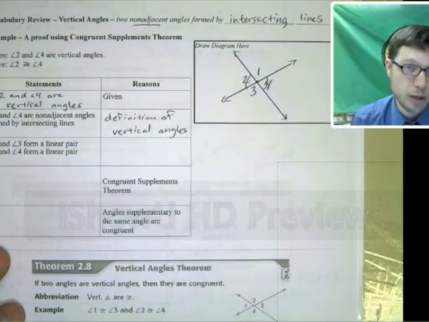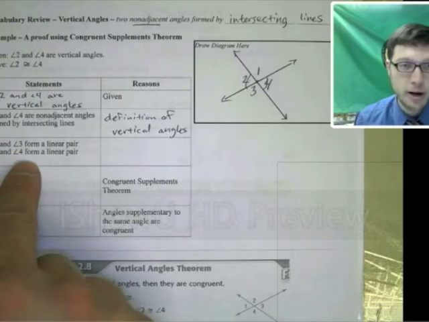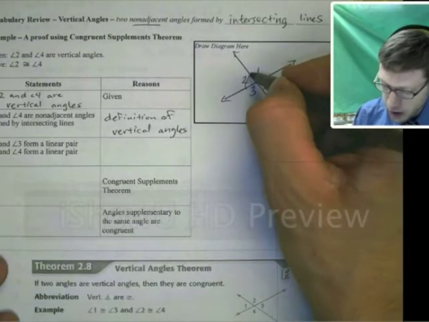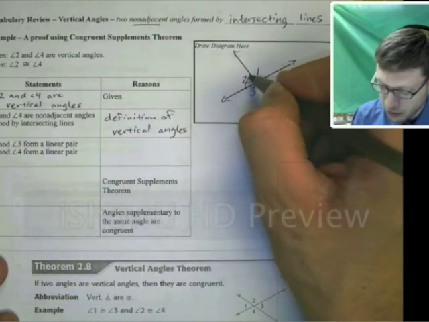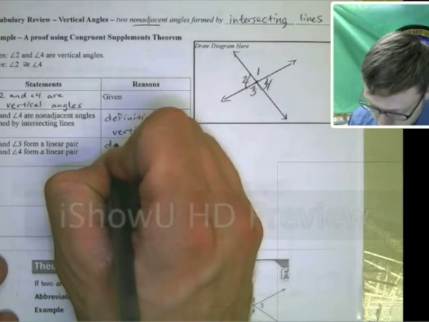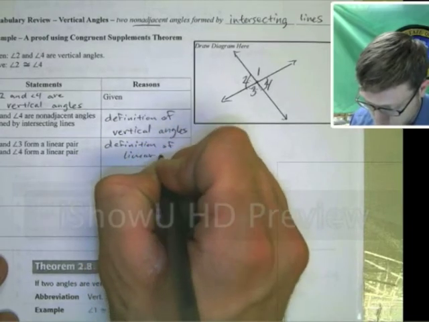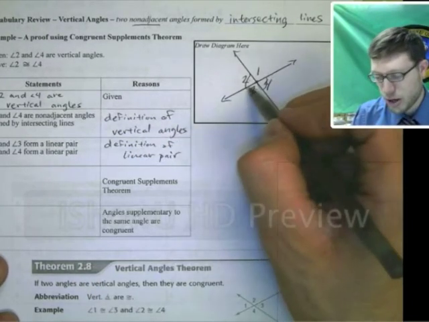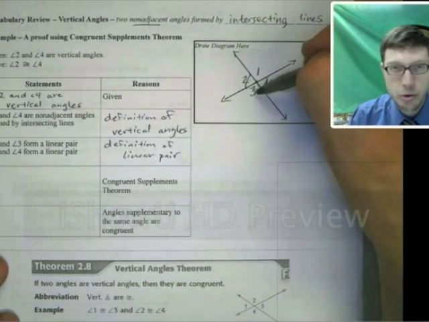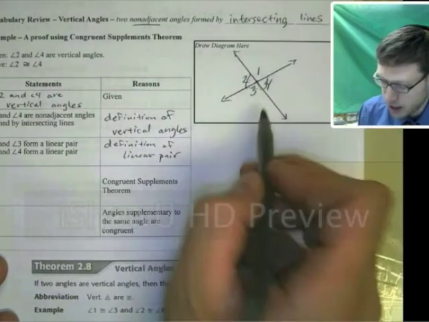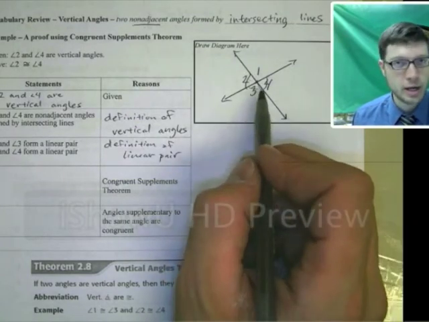Okay, they form a linear pair. Angle 2 and 3 form a linear pair. Angle 3 and 4 form a linear pair. Why? Because look at the way they're created. They're on a line. They're an angle that comes off of that line, or a ray that comes off and creates two angles. So this is by the definition of linear pair. Same thing, 3 and 4. Here's the line that has angles 3 and 4 as a part of it. Here's the ray that separates angle 3 from angle 4. It's on a straight line. It has a ray coming off. That makes 3 and 4 a linear pair.